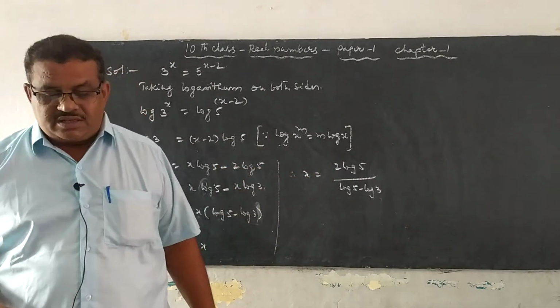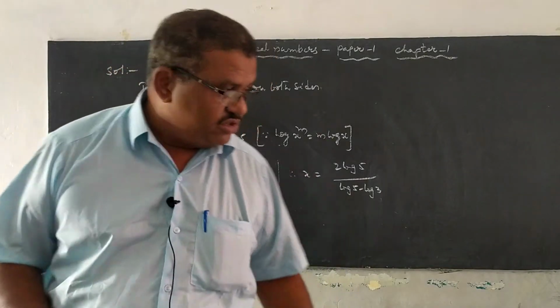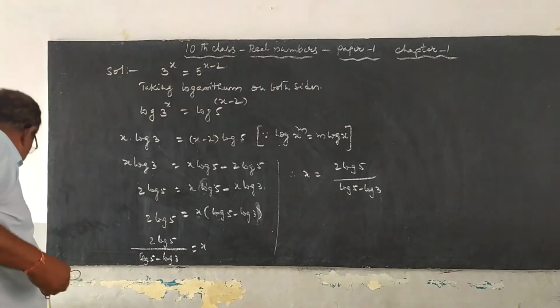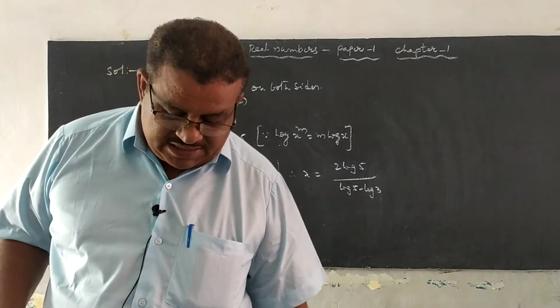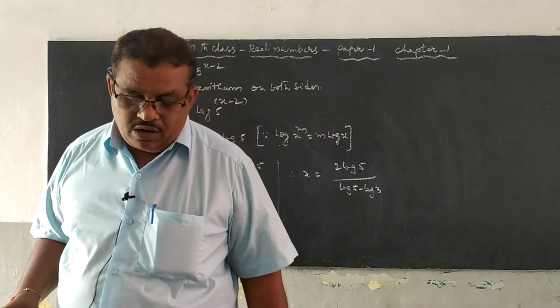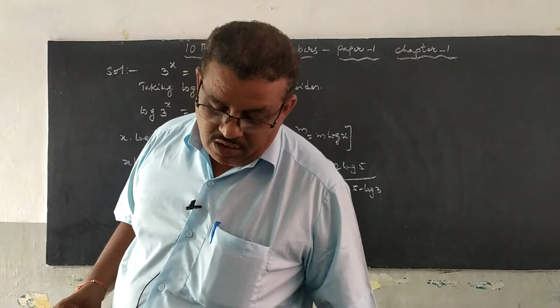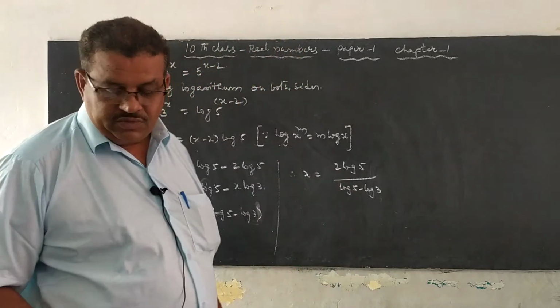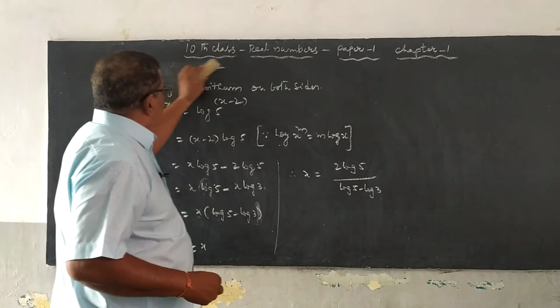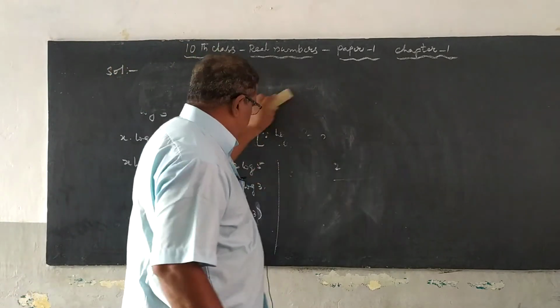Now, we are going to discuss the next problem in this exercise, that is example 14. Find x if 2 log 5 plus half log 9 minus log 3 is equal to log x. Interesting problem. Check here.